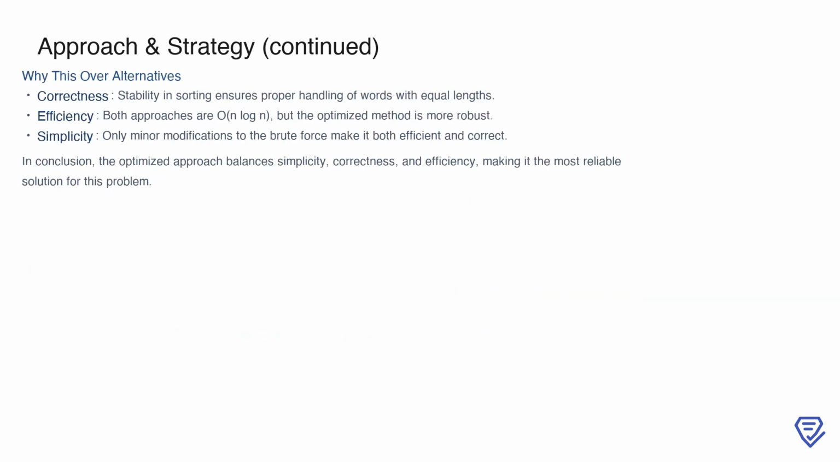The optimized approach stands out as the best choice for several reasons. First, it ensures correctness by guaranteeing stability in sorting, which is critical for handling words with equal lengths. Second, it is efficient, sharing the same n log n time complexity as the brute force method, but with added robustness. Finally, it remains simple to implement, requiring only minor modifications to the brute force approach. This balance of simplicity, correctness, and efficiency makes the optimized approach the most reliable solution for this problem.